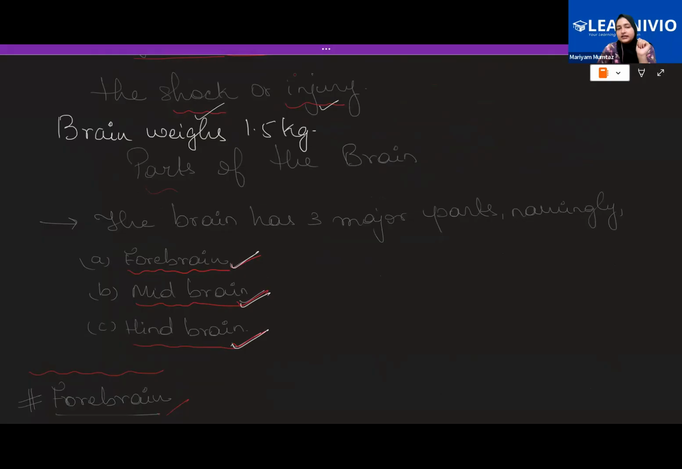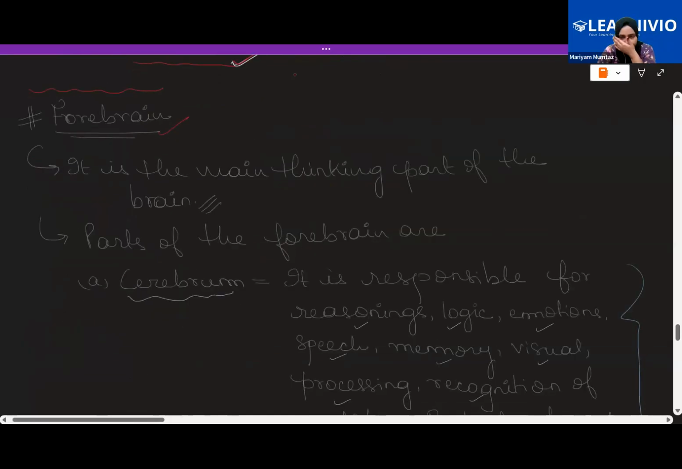Now we're going to see the different parts of the brain. What are all the various parts? The brain has been divided into three major parts: forebrain, midbrain, and hindbrain. Forebrain is the part of the brain that is towards the front side. Midbrain is right here, and then the hindbrain is right at the base of the skull. So first, the forebrain.